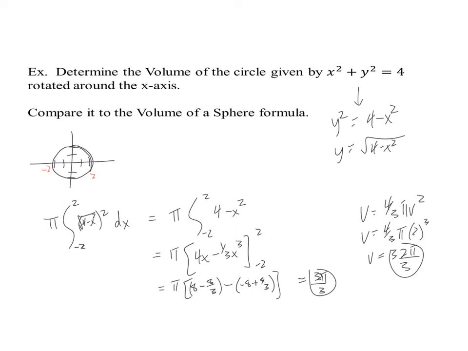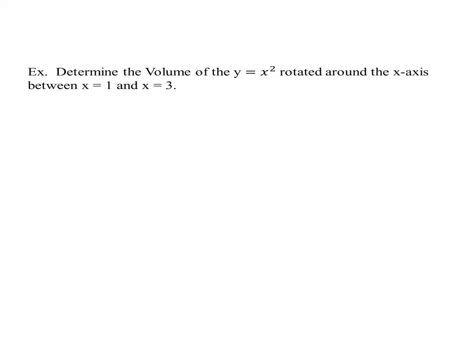I have one more example, and we're going to do it two different ways. We're going to take this quadratic, so let's look at the graph to start with. So I have y equals x squared, and we're going to go from 1 to 3. So we're going to start at the coordinate (1, 1), and we're going to go up to (3, 9).